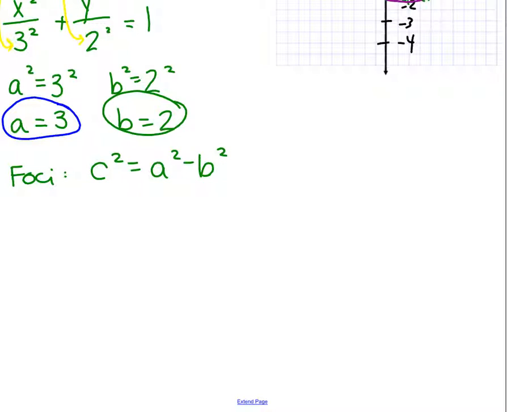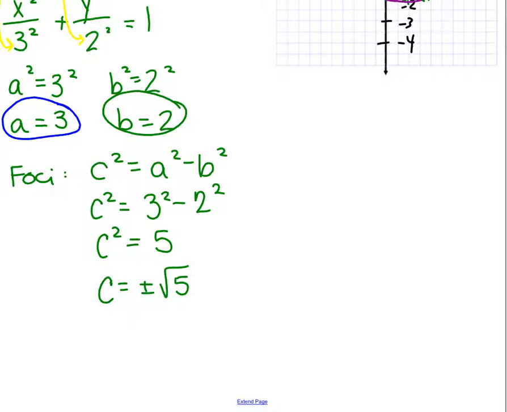So the rule is take the denominator's biggest number minus the denominator's smaller number. So C squared equals A squared minus B squared. So 9 minus 4 is 5. Then we undo the squared by square rooting it. So C equals plus or minus the square root of 5.